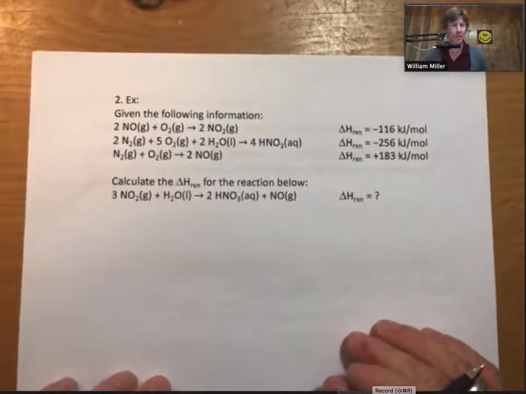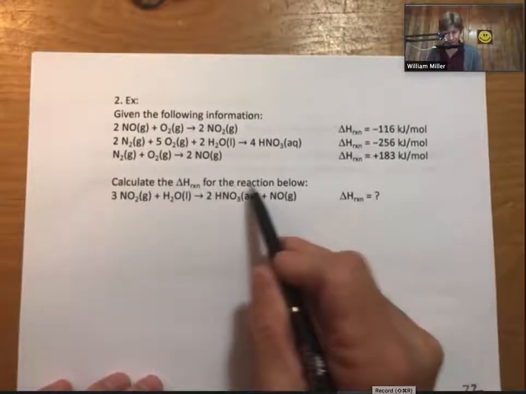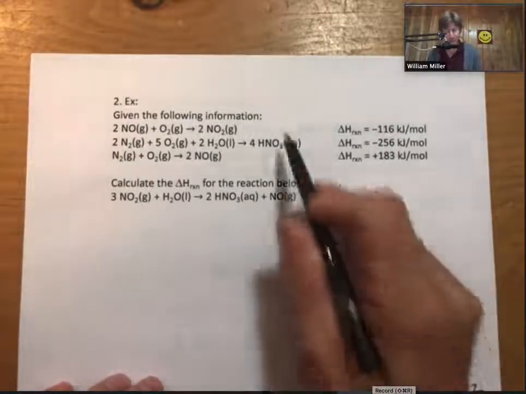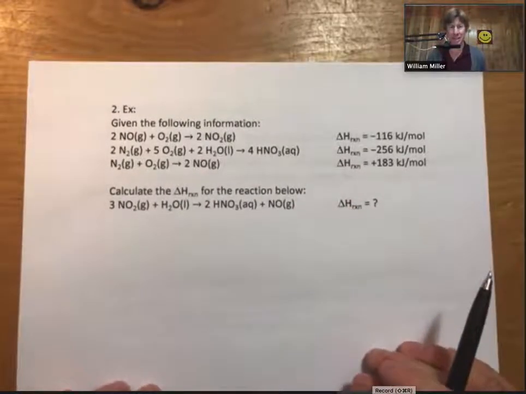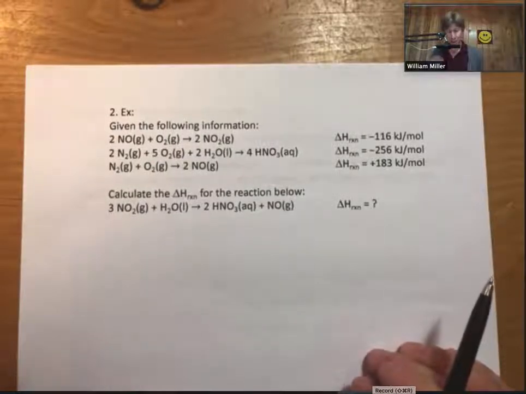Here's another puzzle. Here's another Hess's law problem. It says, calculate delta H reaction for the reaction here based on 3 reactions now. So this is a more complicated example. It's a more complicated puzzle. Same idea though. I'm going to work this one.